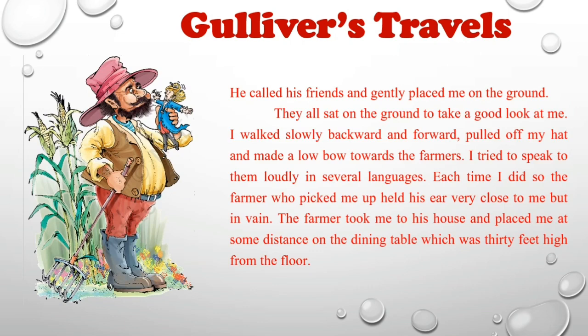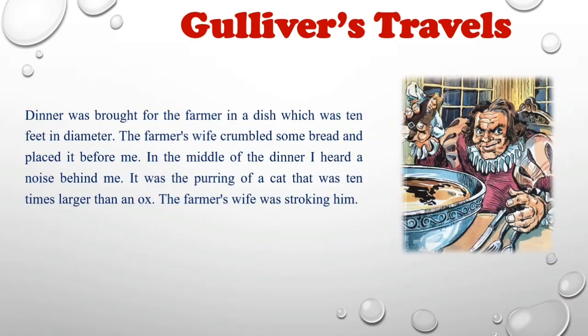Each time I did so, the farmer would pick me up and hold his ear very close to me, but in vain. The farmer took me to his house and placed me at some distance on the dining table, which was 30 feet high from the floor. Dinner was brought for the farmer in a dish which was 10 feet in diameter. The farmer's wife crumbled some bread and placed it before me.